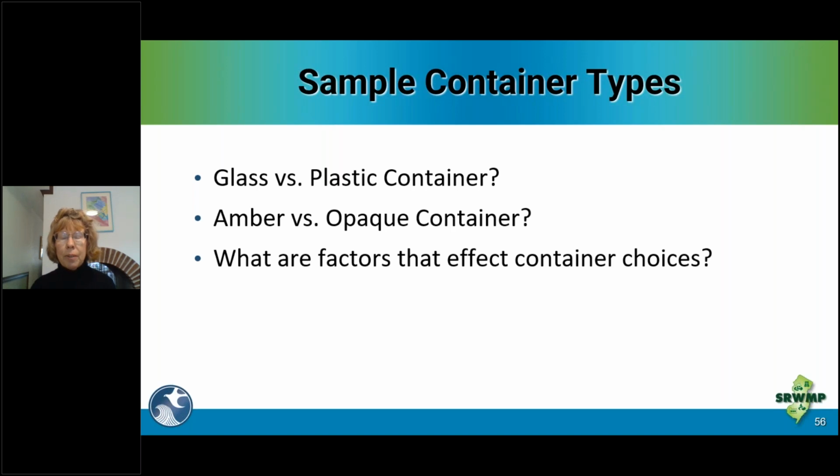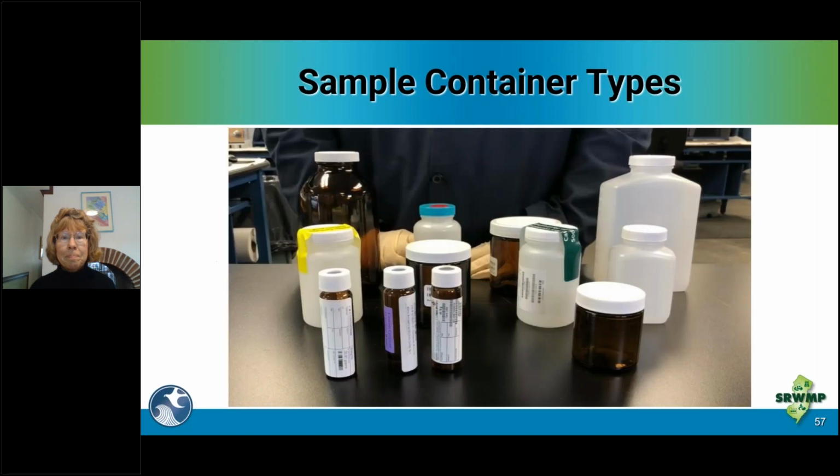What are the factors that affect container choices? Containers include both glass and plastic. Coloring may differ from amber to opaque. So here's a view inside the laboratory of a variety of containers typically used for collection of environmental samples, both liquid and solid samples of different types.